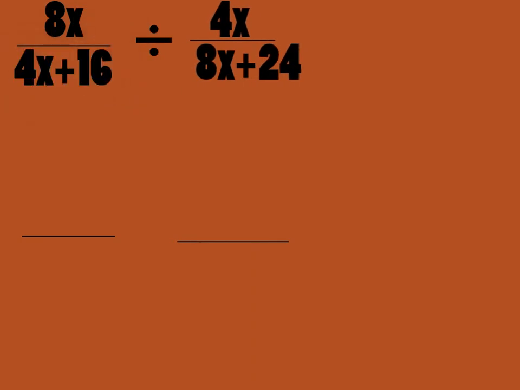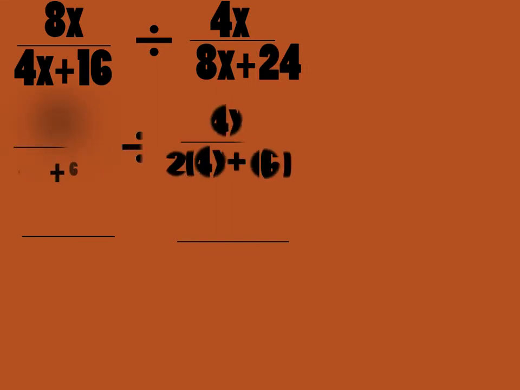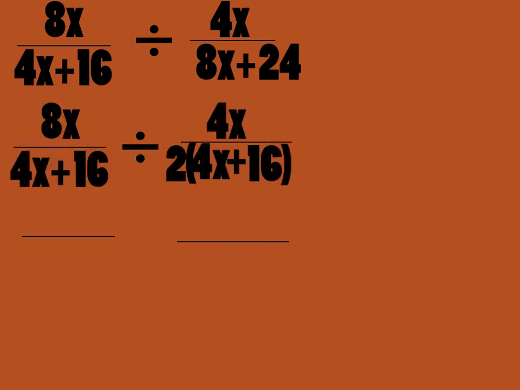Now here's another somewhat difficult example of fractions in algebra. This equation also looks kind of difficult, but it's actually really simple. So basically what you do is you factorize the denominator of the second number. Instead of being 4x over 8x plus 24, it is now 4x over 2 times 4x plus 16.